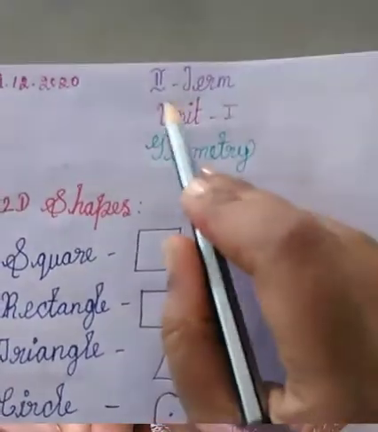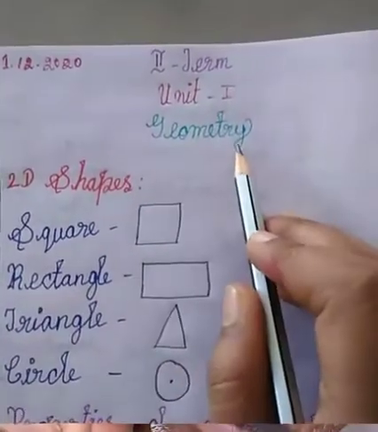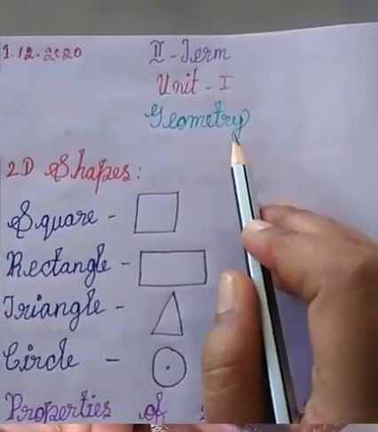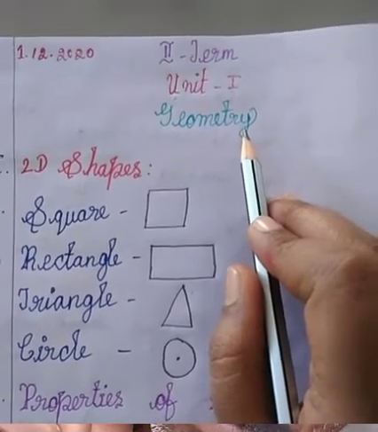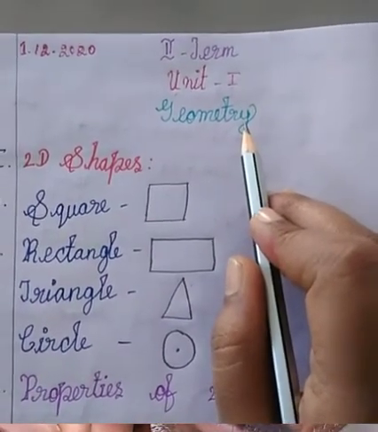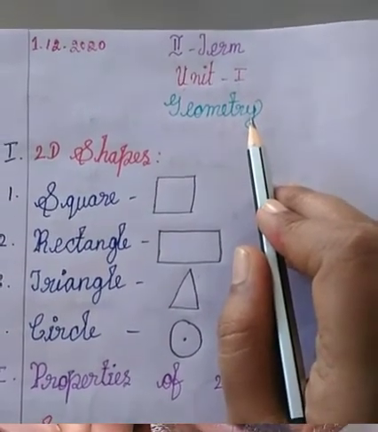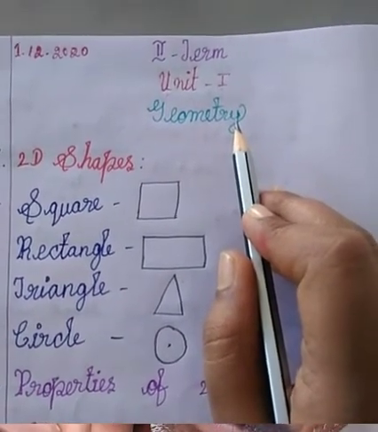Second term, unit 1: geometry. You already know about geometry from the first term. Geometry means we are going to read about points, shapes and lines. In geometry we have already learned about 2D shapes and 3D shapes. In second term we are going to learn the properties of 2D shapes and 3D shapes.